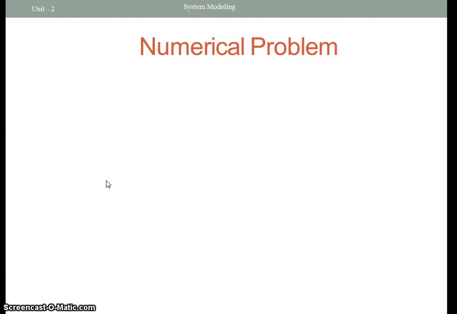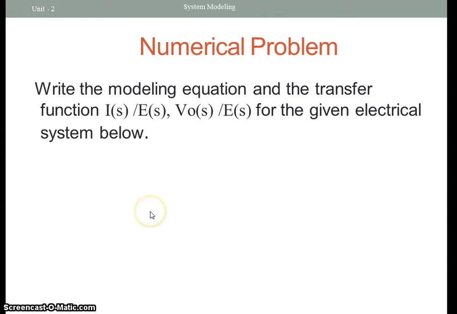Now let's go to a numerical problem to illustrate those three components. Write the modeling equation and the transfer functions I of s over E of s and V of s over E of s for the given electrical system below. In electrical systems, the input can either be voltage or current, as well as the output. So in this example, our output will be in terms of current for the first transfer function and in terms of voltage for the second transfer function.